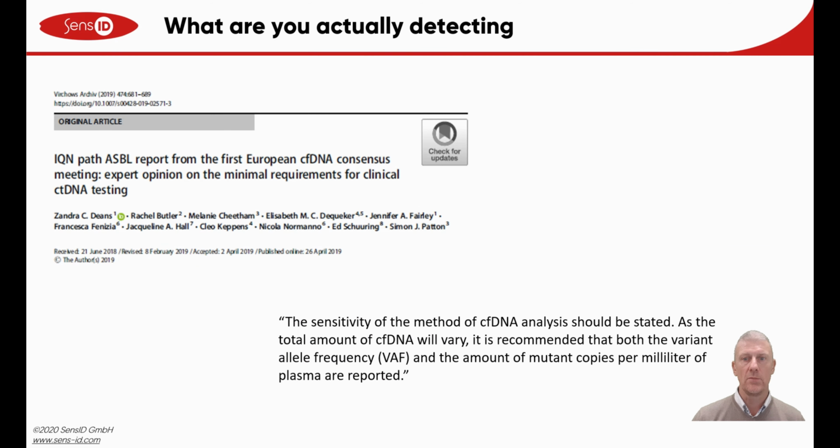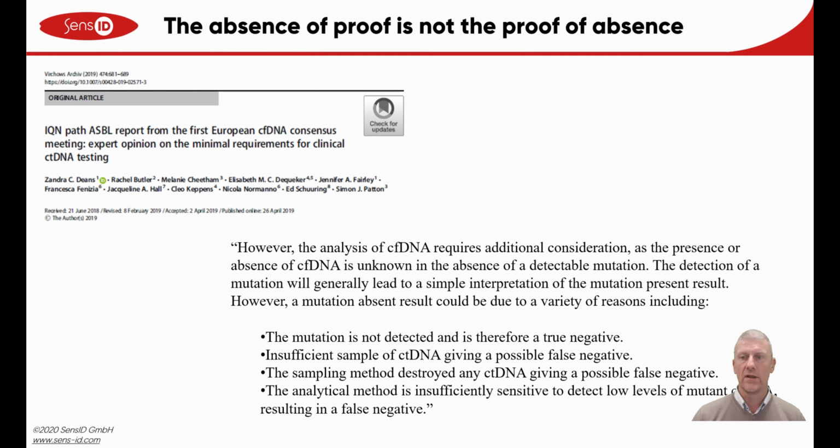Another one from the same group has a very interesting consensus, that the sensitivity of the method should be stated, and you're basically looking at the total amount of cfDNA, because it will vary. It's recommended that you do quantitation. But how can you do quantitation without using a control that is exactly quantified, to establish the baseline of where you're working?